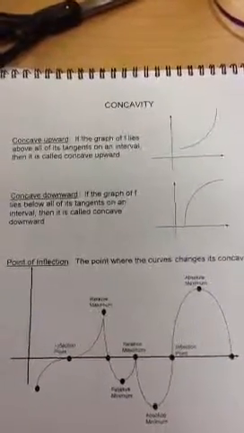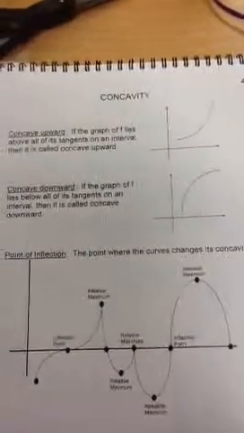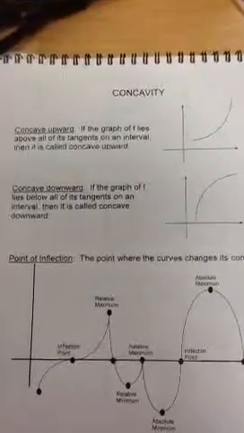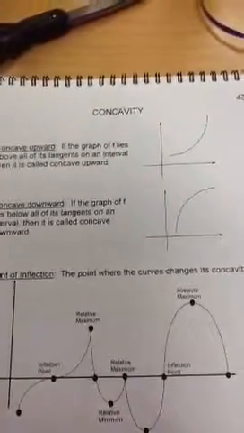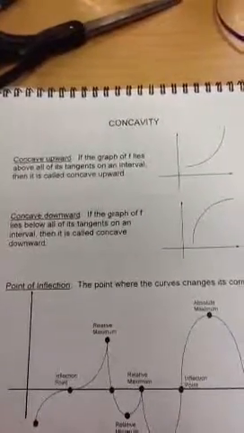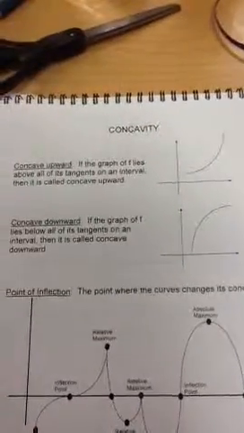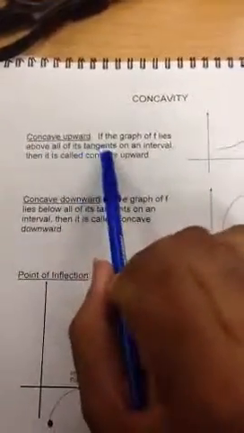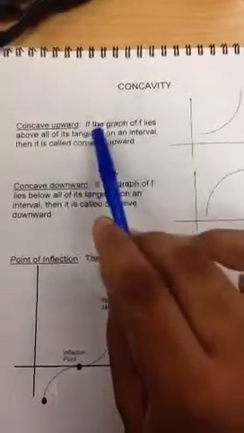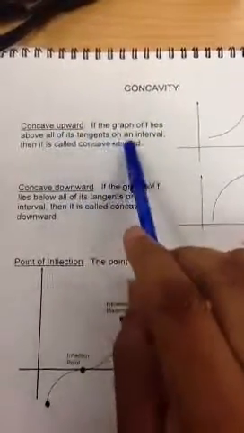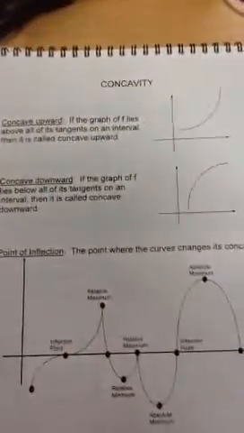This is notes for assignment 43, concavity. We already talked a little bit about what concavity means. Last class period, we said that concavity is how the graph opens. It either is going to open upward. If it's concave up, that means the graph will be pointing up. If the graph of f lies above all of the tangent lines on the interval, then it's concave up.